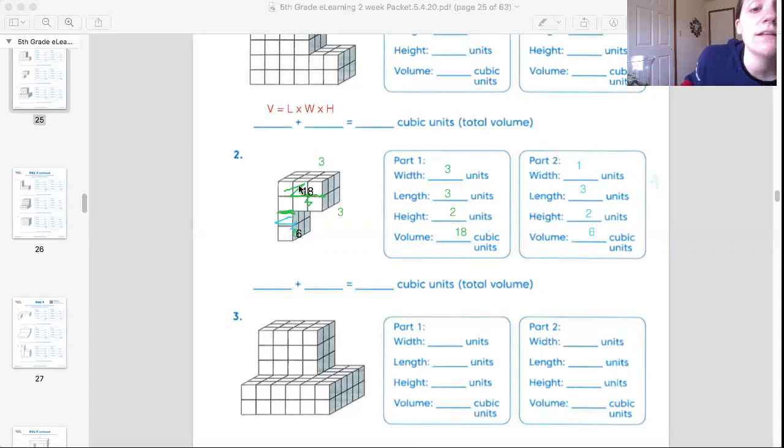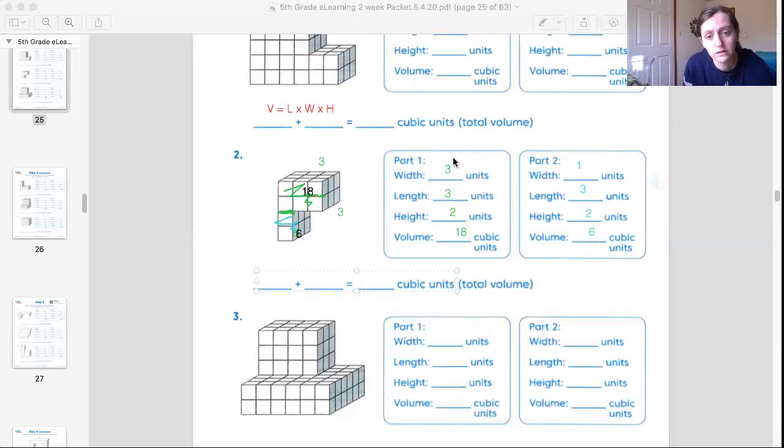Okay, and you can check these by counting the individual cubes if you would like, and that'll show you that these numbers are correct. So if you're someone who struggles a little bit with multiplication or just doesn't like to multiply, you can count these cubes as well, and that will also show you what the volume is. But now that we have the volume of each of these prisms, we have to add them together to find the combined volume of this entire composite shape.